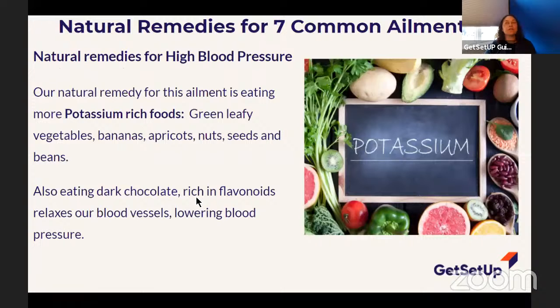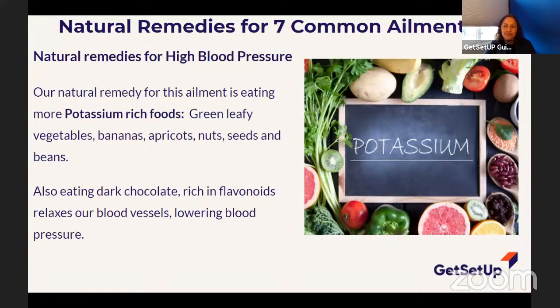So what's one of the problems that you might be having if you have high blood pressure? Well, you could be low in potassium foods. So our green leafy vegetables, bananas, we all hear about bananas with having potassium, apricots, nuts, seeds, and beans, all of those are rich in potassium. Start eating those potassium foods if you are prone to having high blood pressure to help naturally reduce your blood pressure. Maybe you could take less medication. Maybe your doctor can reduce some of the medication you're taking because you're eating potassium-rich foods.